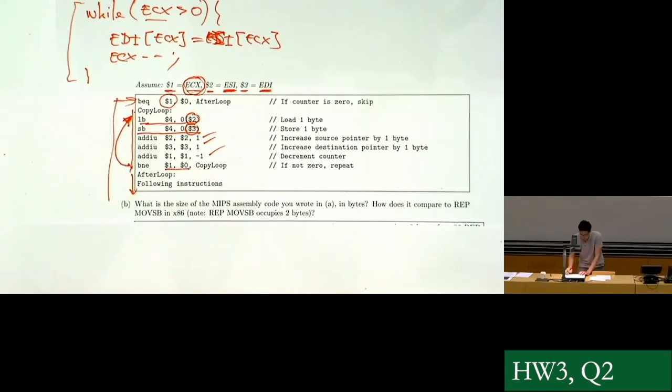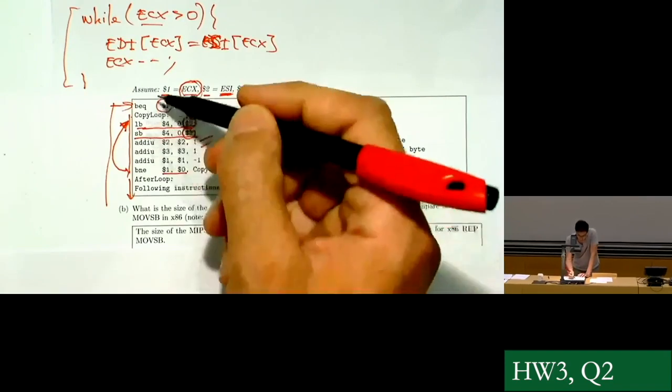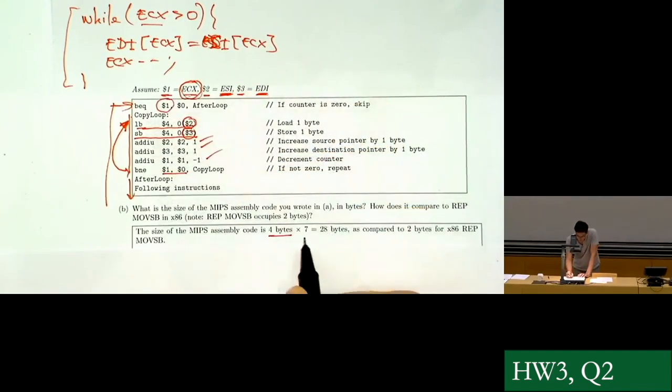Well, as you know, in MIPS, every instruction is stored in 4 bytes. And if you count the total number of instructions, this is 7. So the total size of this code is 28 bytes, compared to the 2 bytes of the original instruction in the x86 ISA. Let me finish with this question and then we take our 15-minute break. Is that okay? We will finish very soon.